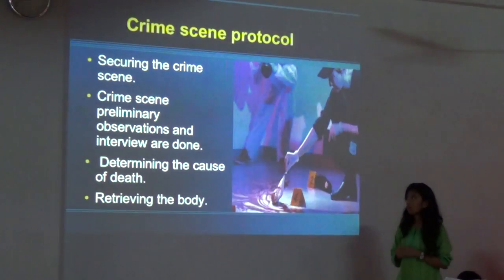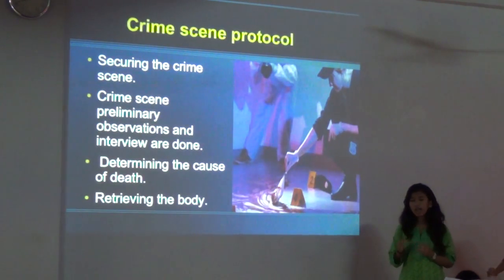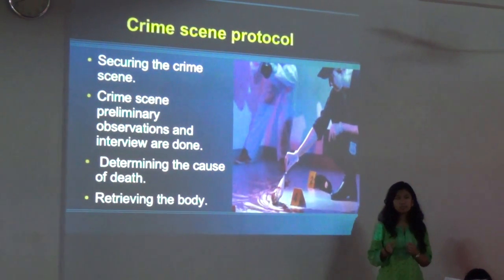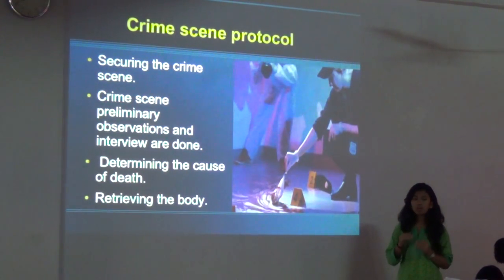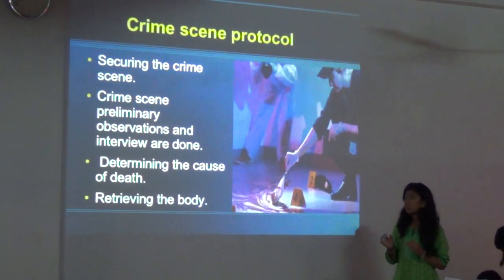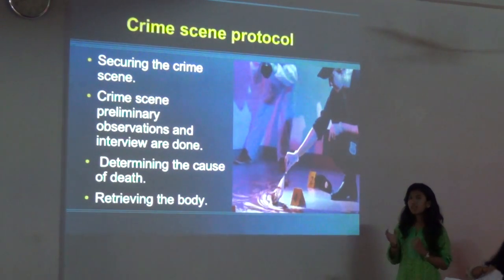A crime scene protocol. The first person to arrive on a crime scene is the police officer. They seal the crime scene and make sure that all the evidences are safe and nothing is moved from its place. And they call all the specialists required at the crime scene.